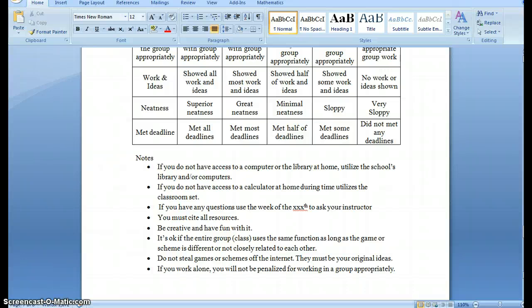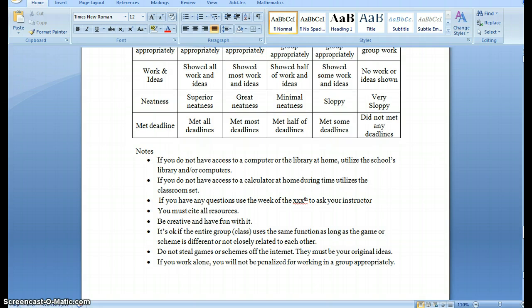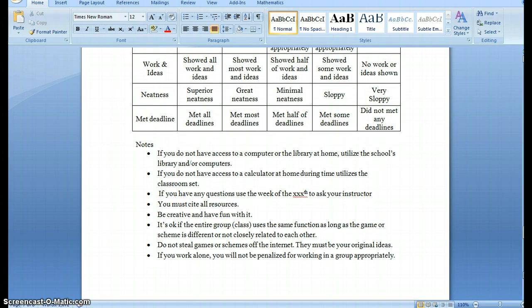It's okay if the entire group, or the whole class, uses the same function, as long as the game or scheme is different or not closely related to each other. This is a big one, very big for plagiarism. I always tell them, when they get to college, this is pretty much what's going to happen. You can't steal work. A lot of people like to cheat a lot and copy. Do not steal games or schemes out there. They must be original ideas. I want them to be very creative. This project is about creativity. If you work alone, once again, you won't be penalized for working in groups.